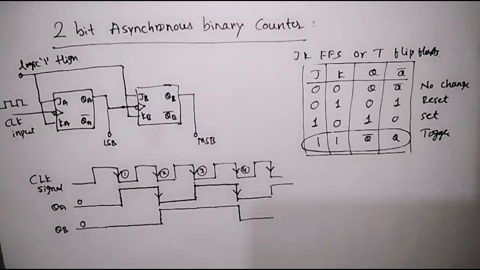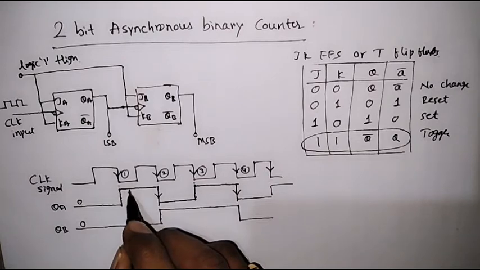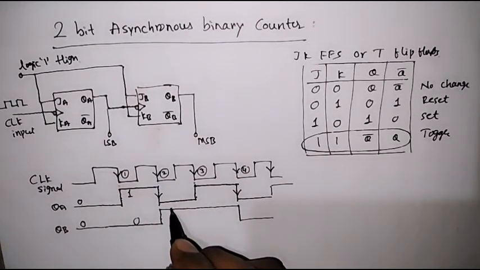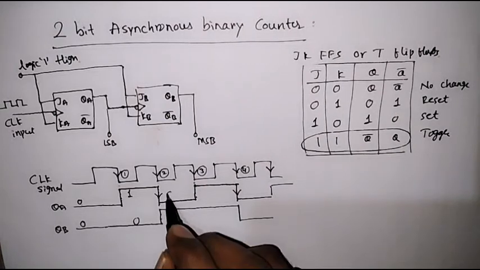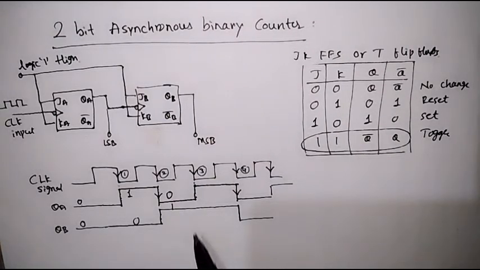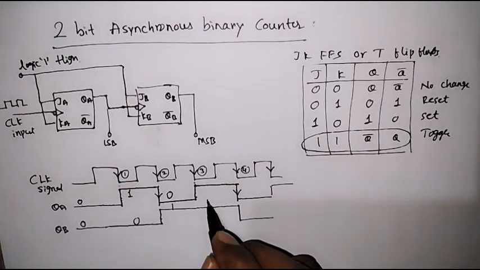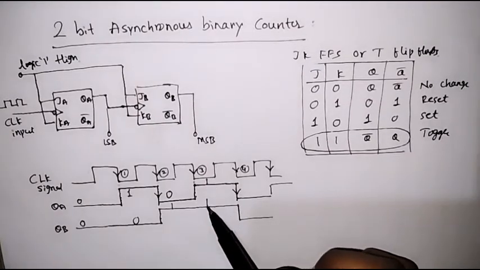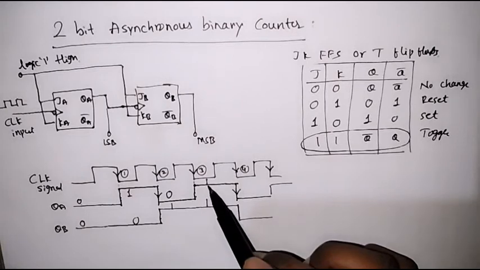Now here we can observe that initially the output of QA and QB was 0 0. After the first clock pulse, QB was 0, QA has become 1. After the second clock pulse, QB becomes 1 and QA becomes 0. At the third clock pulse, QB becomes 1 and QA becomes 1 as well.